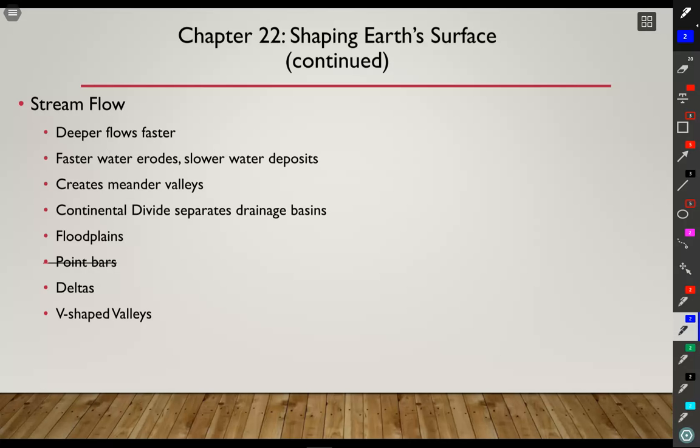Okay, so stream flow. Deeper water flows faster because you have less friction between the soil and the water. And faster water will have more erosion, carry more stuff. So in the flood conditions we're having, we're going to have more erosion occurring because of the fast-moving water.